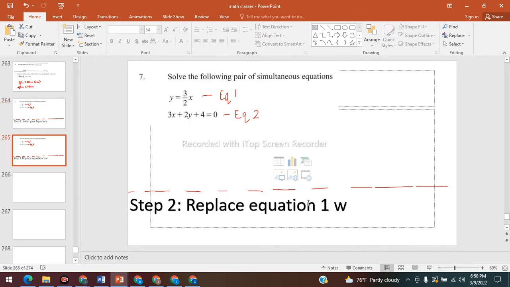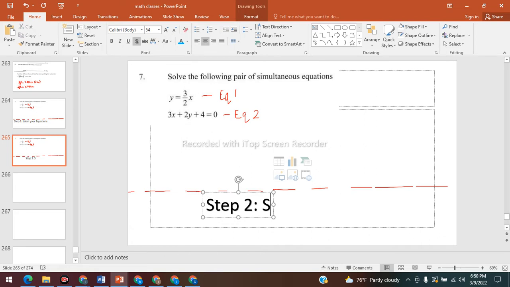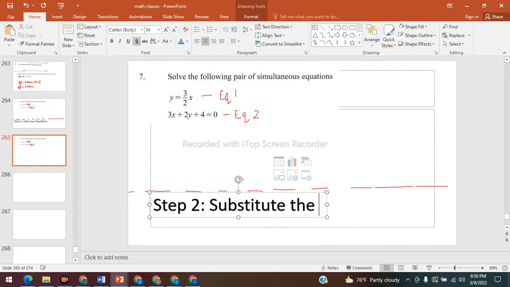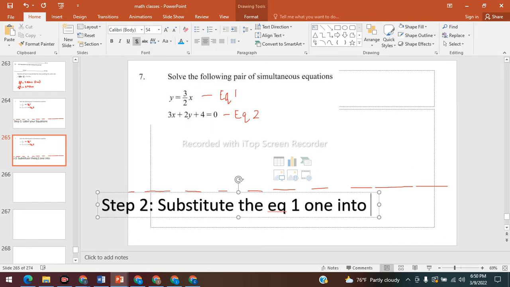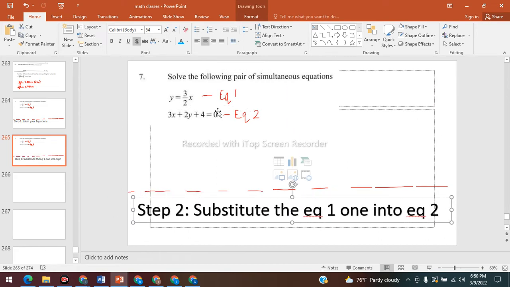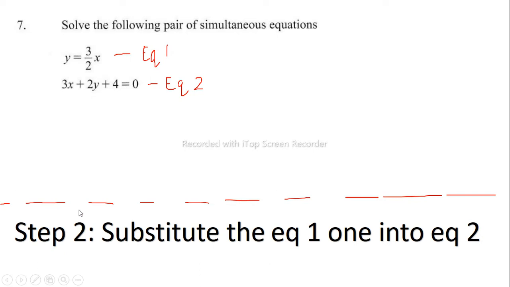Okay, so substitute equation 1 into equation 2. What I mean by that is we're going to take this, equation 1, and place it into equation 2. We're going to take this equation and put it directly into equation 2 by replacing the y.